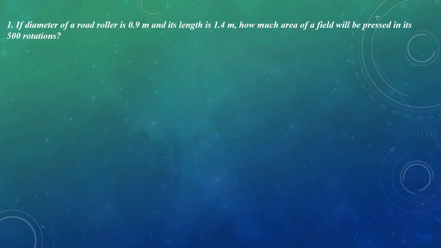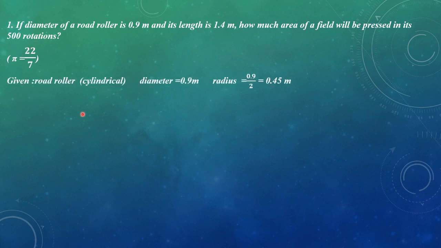Now we will be doing question number 1. If diameter of a road roller is 0.9 meter and its length is 1.4 meter, how much area of the field will be pressed in its 500 rotations? And pi is given as 22 by 7. Given is a road roller, that is cylindrical shape. Diameter of the cylinder is 0.9 meter and therefore radius will be 0.9 divided by 2, which is equal to 0.45 meter. Length is 1.4 meter.